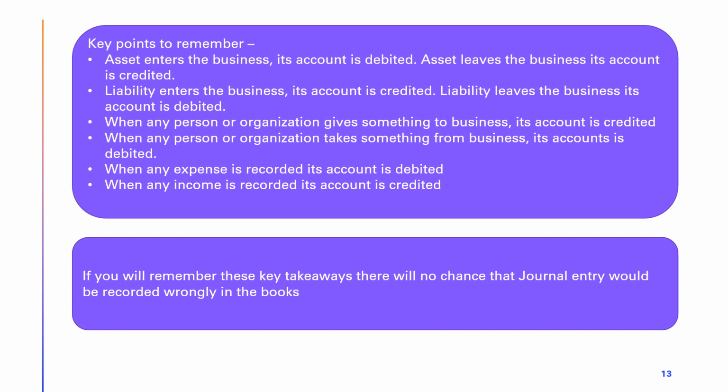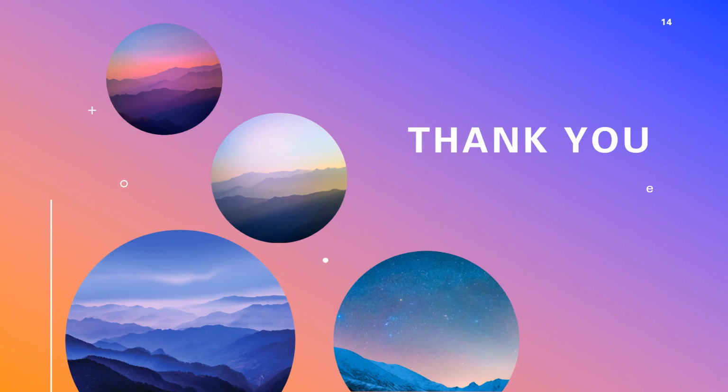All the expenses will always be recorded on the debit side, and all the income will be recorded on the credit side. If you remember this very simple rule, there will be very less chance that your journal entry will be passed wrongly. Hope this video helps you to understand different types of accounts and their rules more clearly and how the same is implemented while passing a journal entry.